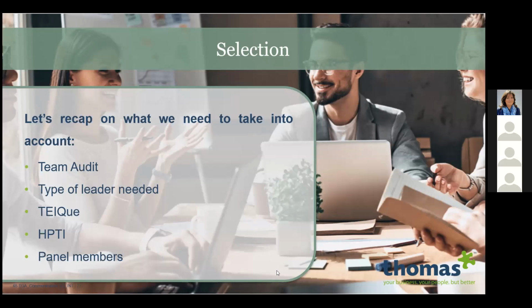So the first thing is, don't forget about your team. Look at that team audit report. What does the team need? What kind of leader is really going to bring out the strengths of that team? Everybody has a basket of strengths within them, but it takes the right manager to bring that out of those people. Next, what is that type of leader needed? And that's going to come from that team audit report.